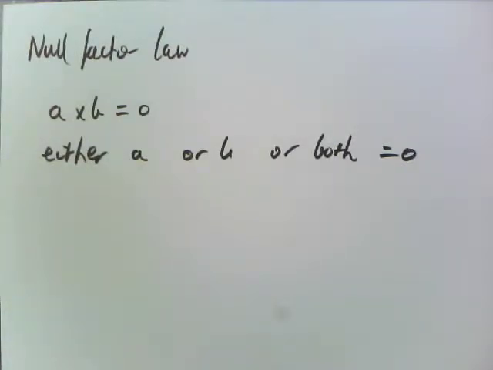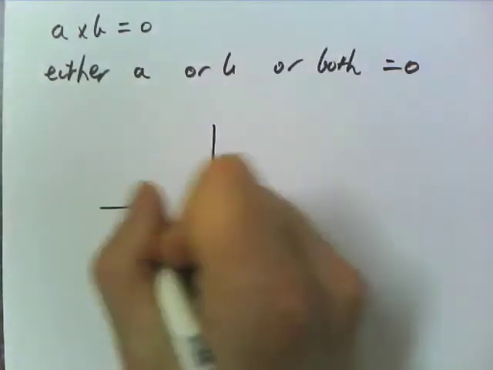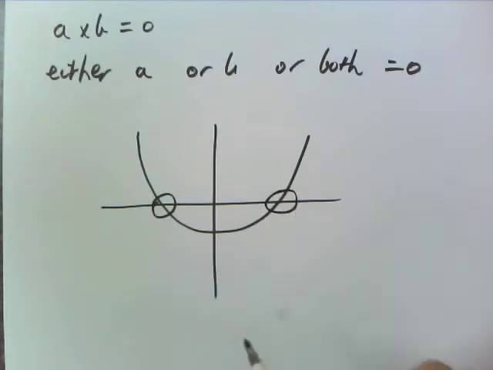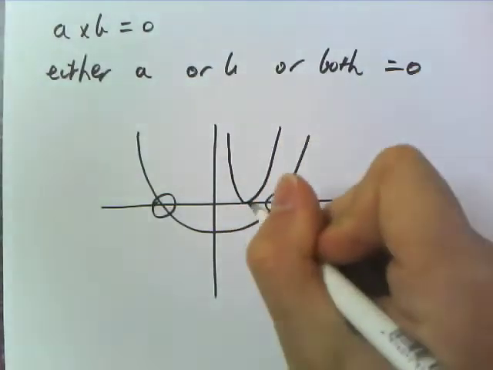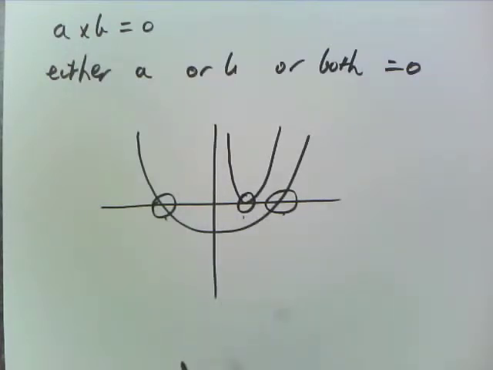So the whole process is, once you go through and factorize a quadratic, you use the null factor law to solve the quadratic equation. And what that means graphically is that when you solve a quadratic equation, you find either the point where it touches the x-axis or the point where it crosses the x-axis. So that's what solving is all about, solving quadratic equations, and that is useful when you're graphing them.